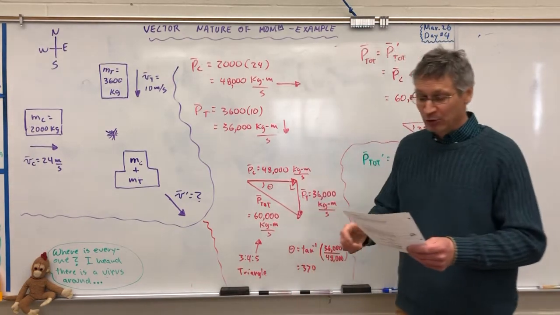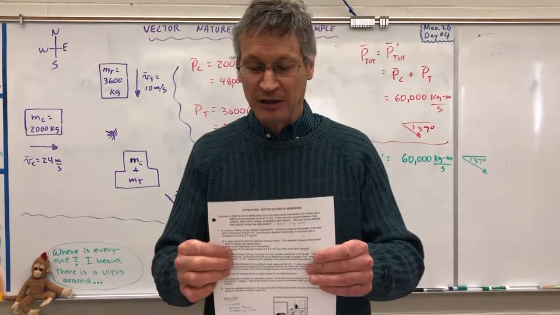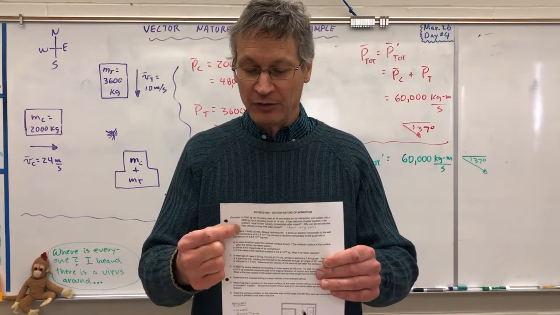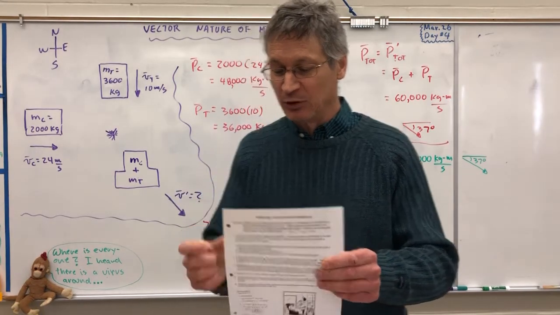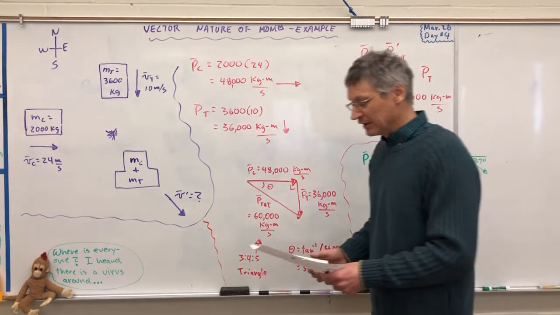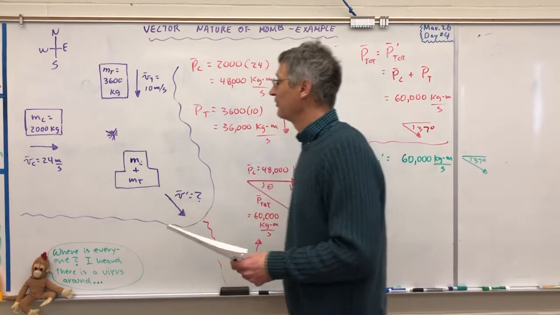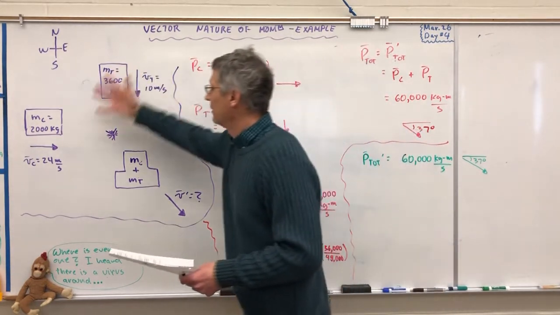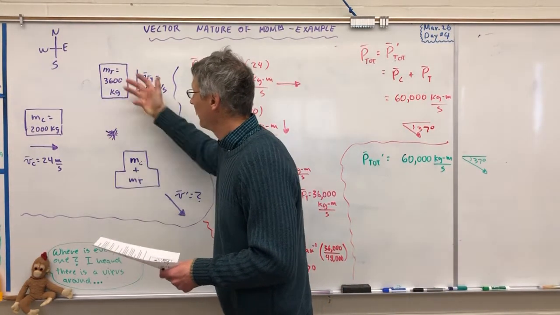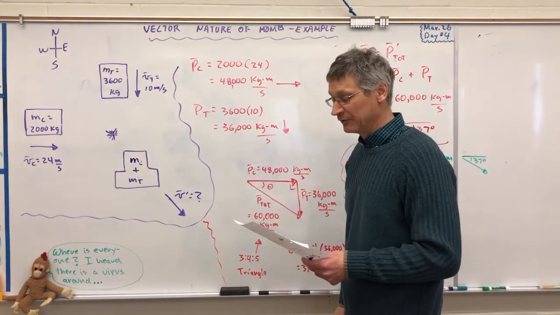Anyway, the example we're going to look at is on your vector nature of momentum assignment. It is right near the top of the page and it is labeled. And of course, the first step in any problem is get the information you're given in the question on your page in the form of a diagram. And in purple, that's what I have here. And let's just see what kind of a job I did.